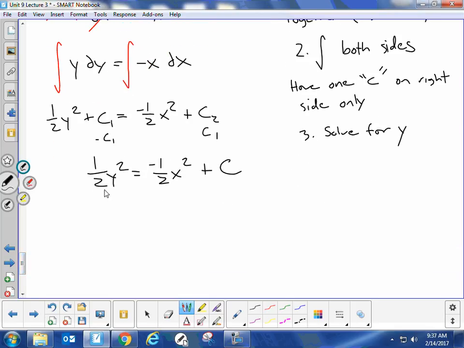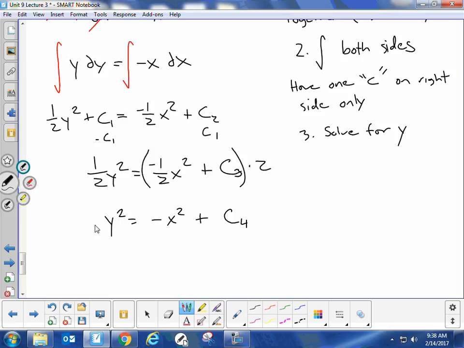Okay, so I'll multiply both sides by 2. Well, now I have a situation. If I multiply this side by 2, what happens to C? Good. So C times 2, I could write as 2C, but what's 2 times a C? It's just another C. So I will write this as just C, even though I multiplied it by 2. This is just a constant. If I wanted to, I could have said, oh, this is version 3 of my C. This would be version 4 of my C. You do not have to do that, though. You can just write it as C.